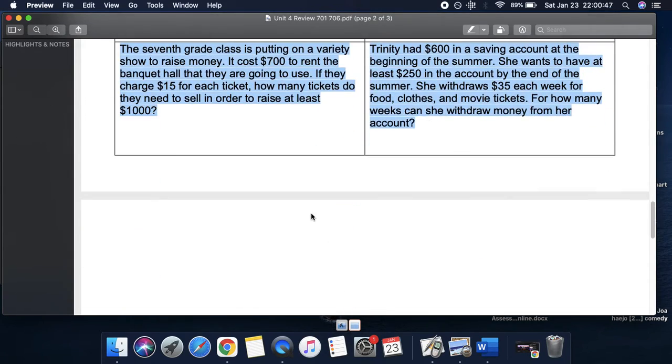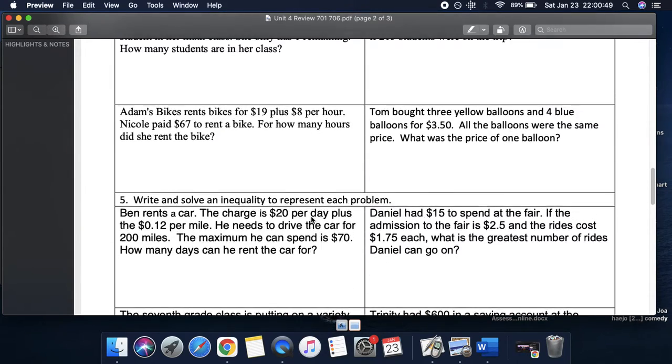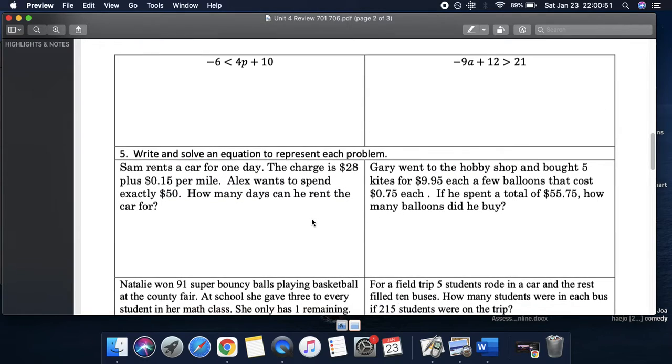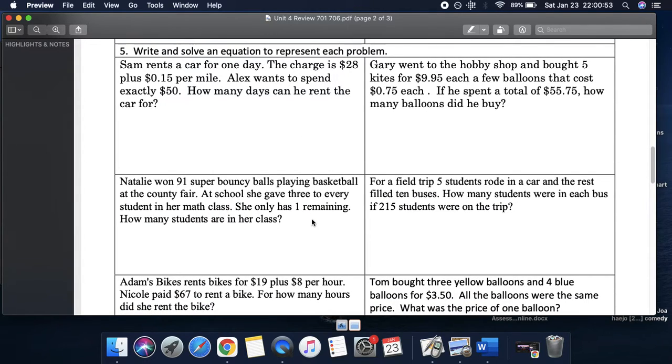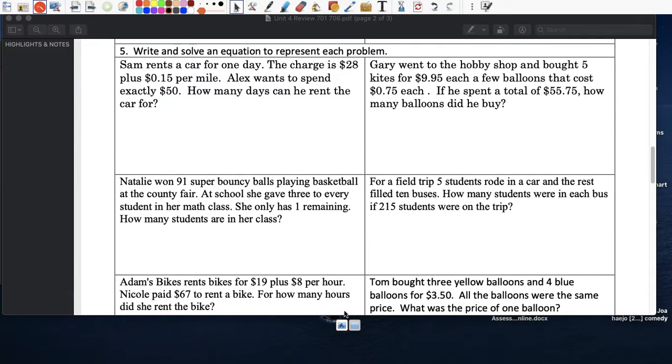So we're going to solve. Where are we? Here. So again, the most important part here, like I said, I'm okay with you guys in the equations. I want you guys to solve it. Set up the equation. So Sam rents a car for 1 day. The charge is $28. This question is completely wrong, so I'm going to skip this one.